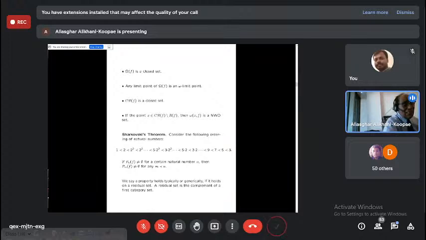We call a property typical, and in this area most people like to call it generic, if it holds on a residual set. And a residual set is the complement of a first category set.